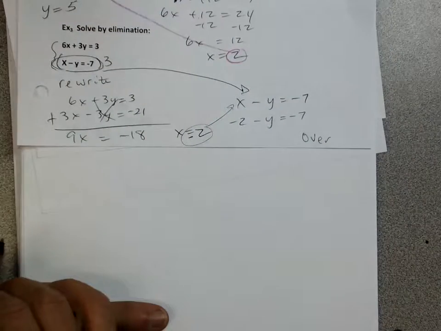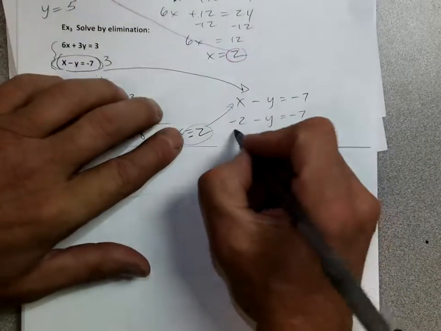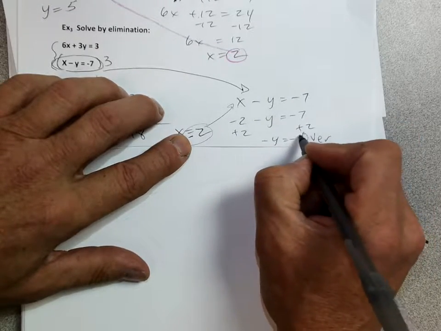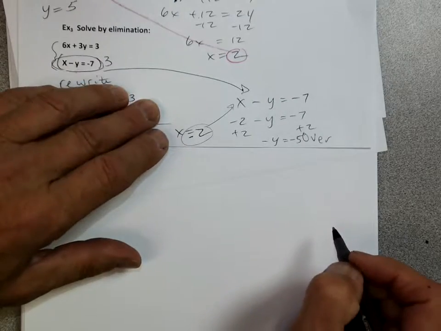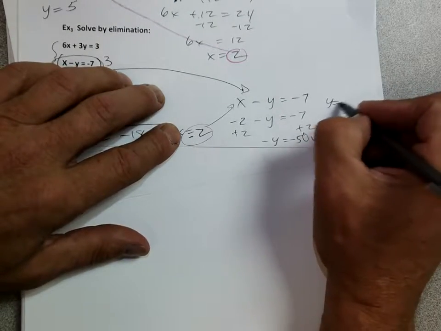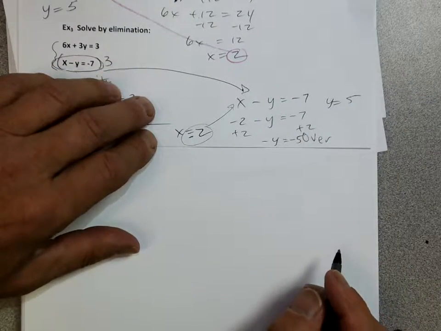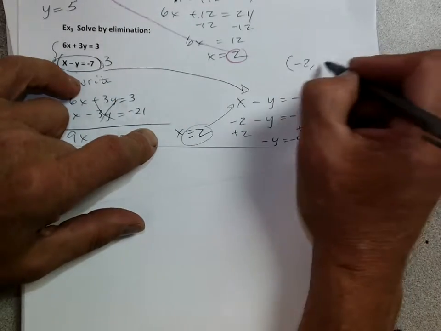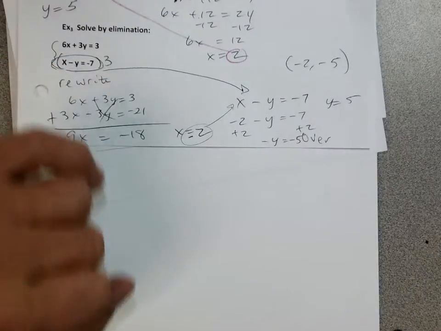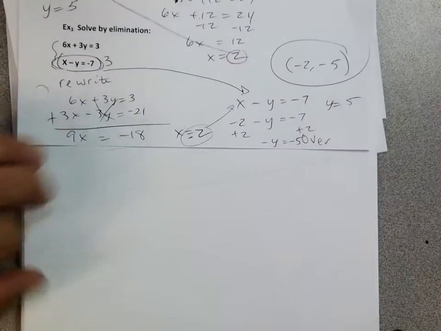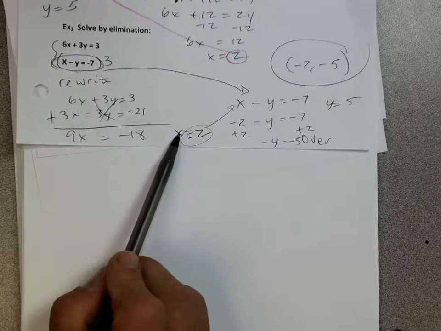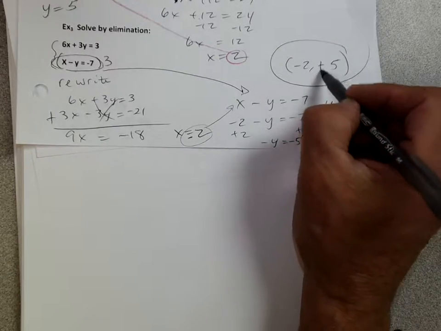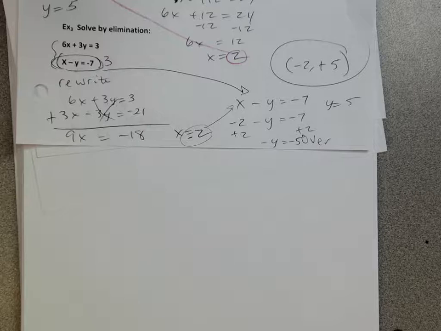How am I doing? Plus 2, negative y equals negative 5. It's squished in there, but then y is equal to 5, right? Sorry, it's so sloppy. So my answer has got to be negative 2, 5. Positive 5. That's, how many is that? Four mistakes so far?